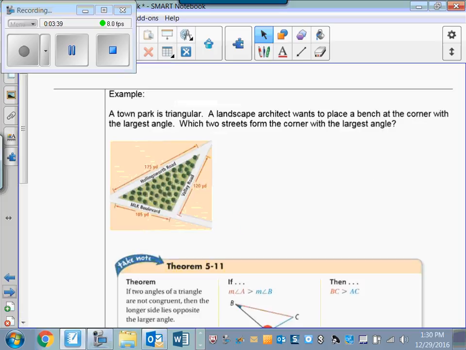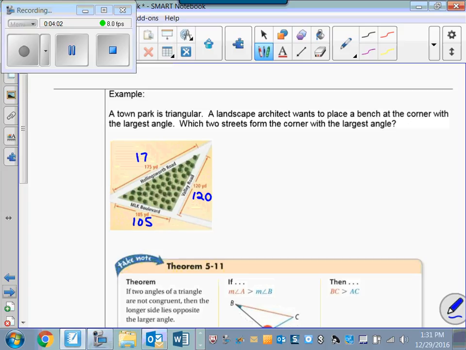So let's see an example. A town park is triangular. A landscape architect wants to place a bench at the corner of the largest angle. Which two streets form the corner with the largest angle? Well, I gotta find the longest side of my triangle. This is 105 yards, this is 120 yards, and this is 175. So I know that my largest angle in that triangle is going to be across from that longest side. So that's where my bench has to go.